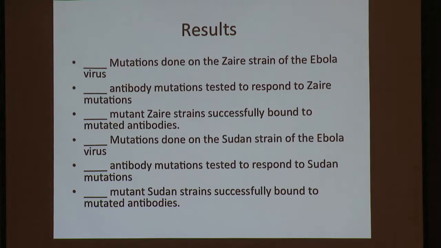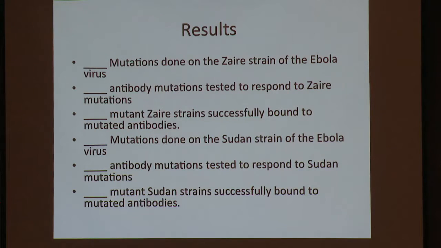So there were 99 different mutations done on the Zaire strain of the Ebola virus. There were something like 700 antibodies designed against those different 99. And 98 out of the 99 mutant Zaire strains were successfully redesigned for. So that was almost perfect success. So the efficiency took about 7 tries on the average, but we got it almost every time.